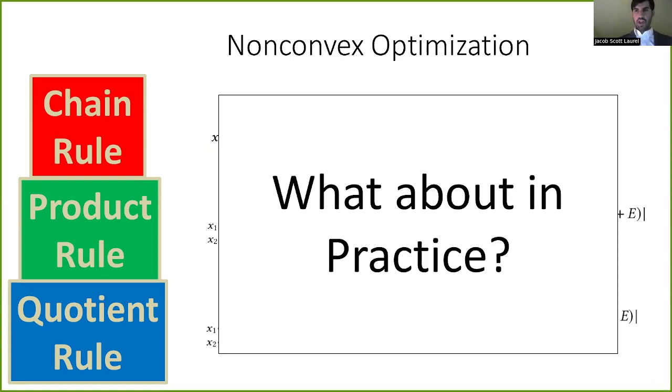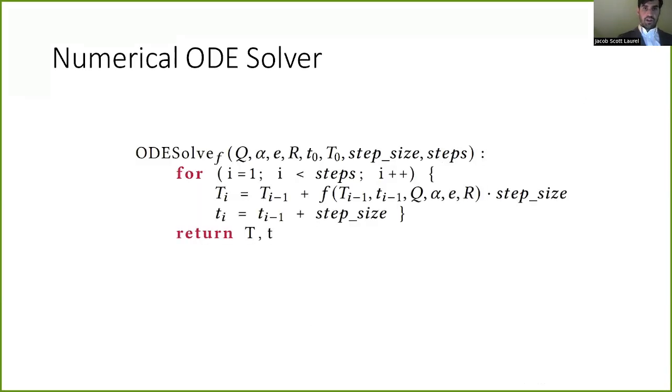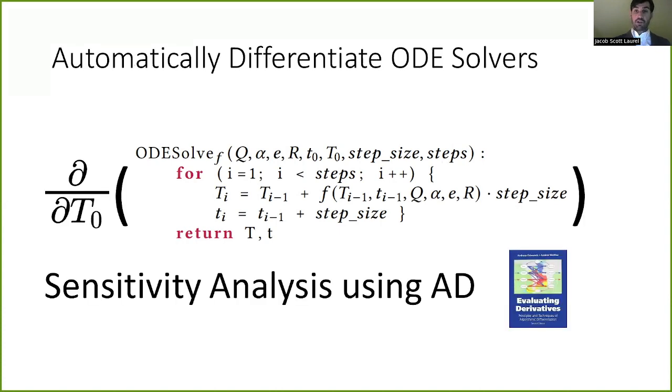Now, you may be wondering how well this works in practice. Well, let's see an example. So here we have a climate model governed by this ordinary differential equation. Now, the program that we're interested in analyzing is actually the numerical solver for that differential equation. And we're going to automatically differentiate through that program, which is just a solver. And this will allow us to perform a sensitivity analysis using automatic differentiation.